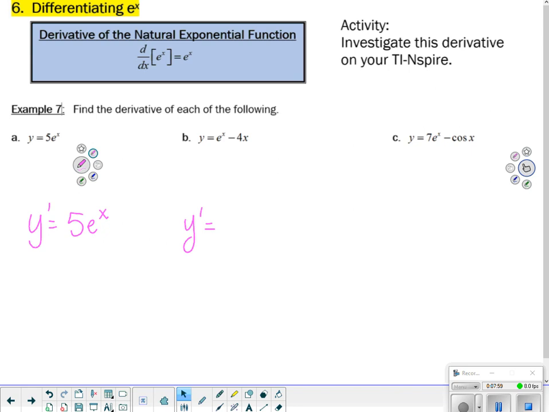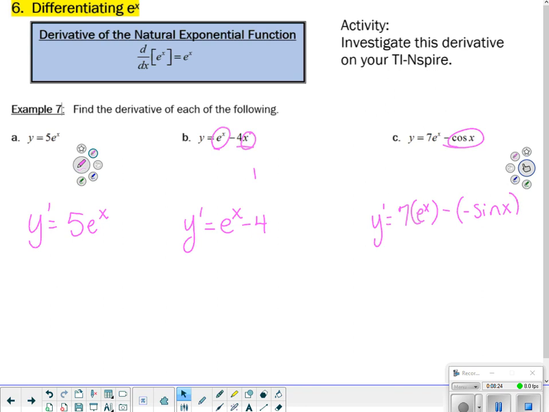B, y prime equals, well, the derivative of e to the x is e to the x minus 4, because the derivative of x is 1, isn't it? So I get 1 times 4. And C, I get y prime equals 7 times the derivative of e to the x, but it's itself, e to the x. The derivative of cosine is negative sine x.